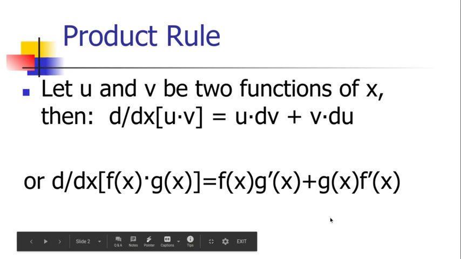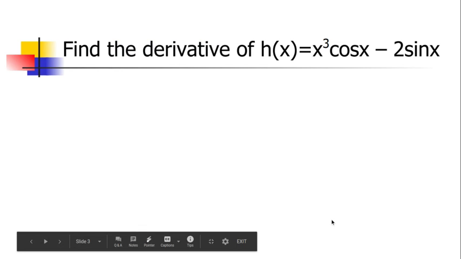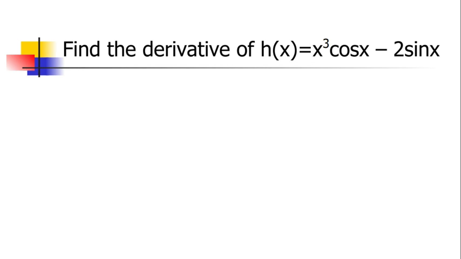Okay, so let's do some examples where we need to use product rule, and let's look at some where maybe we don't. Okay, so this says to find the derivative of h of x. And h of x is defined to be x cubed times cosine x minus 2 sine x. Sometimes I like to say the function out loud so I know which rule I'm going to use. So when I say x cubed times cosine x, that is a product. And then minus 2 sine x.